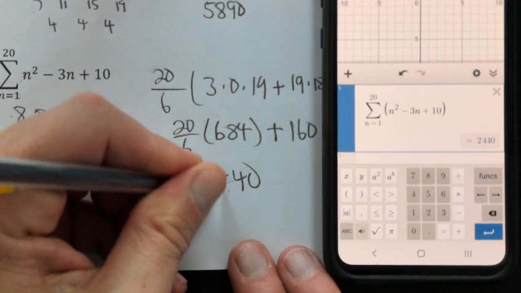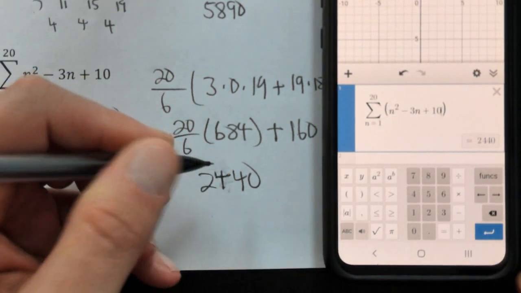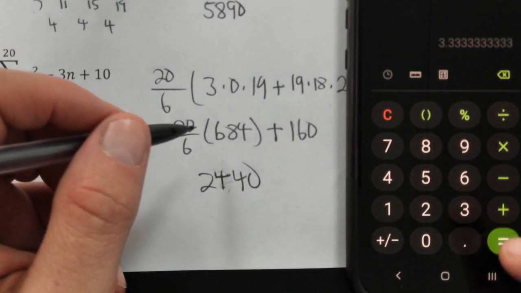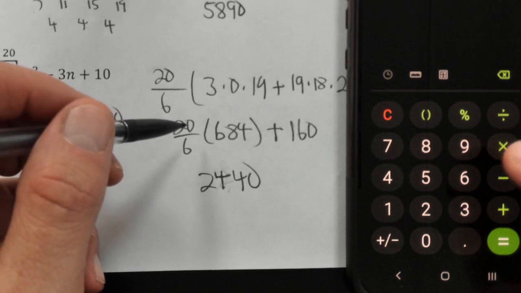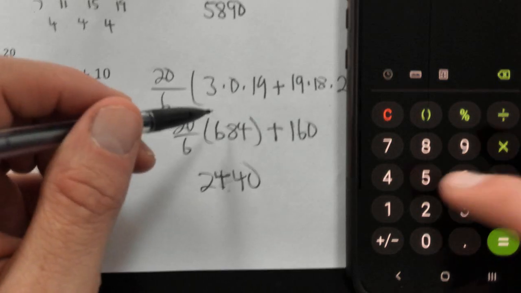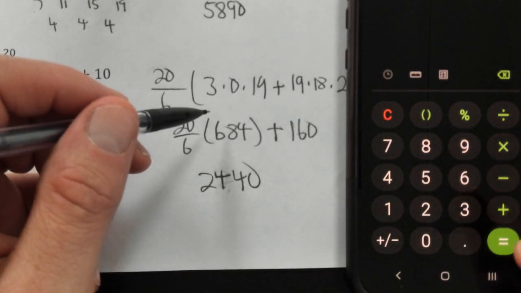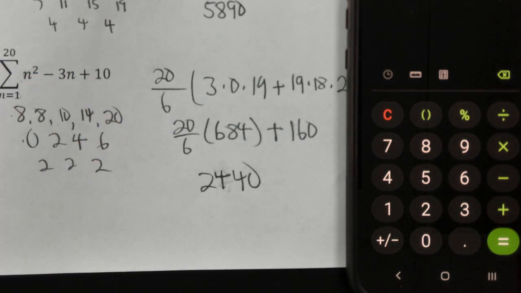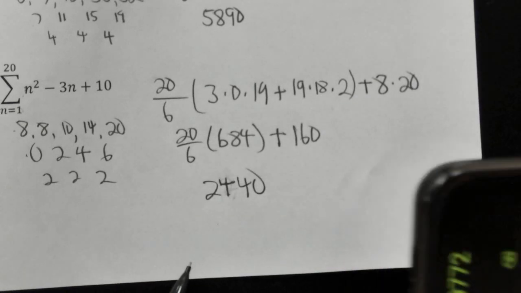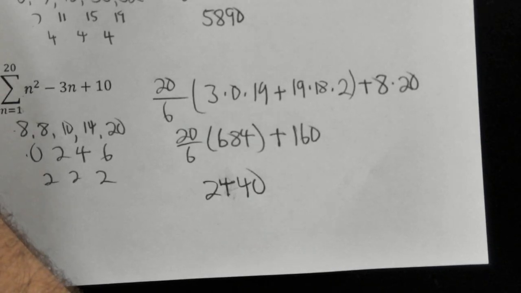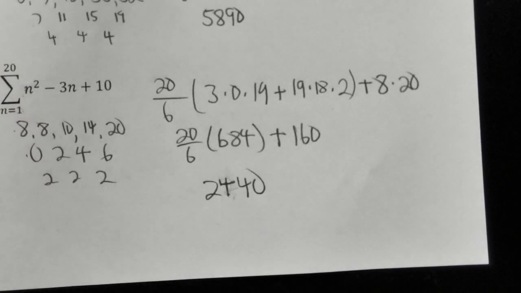2440. This makes me want to go double check what I did in the calculator. We got 20 divided by 6, equals that, times 684 equals that, plus 160. Yeah, it's going to be 2440. I wrote it wrong the first time, but it does match in both cases, whether you do the summation on the calculator or on Desmos. That's it for this lesson. At this point, you're ready for your quiz.